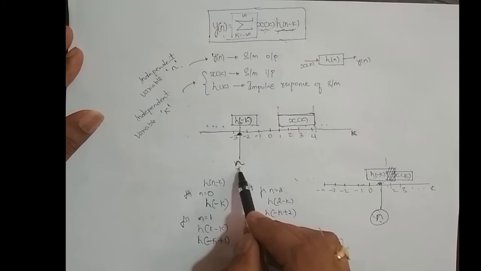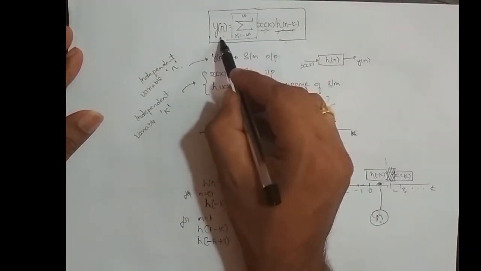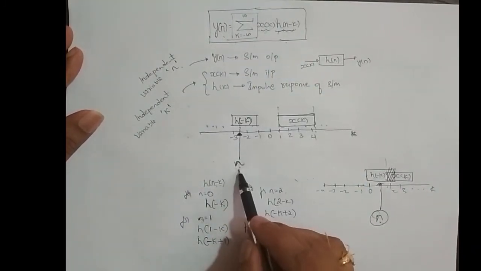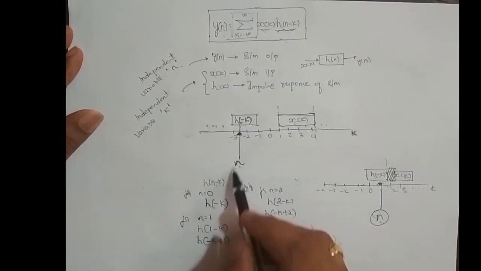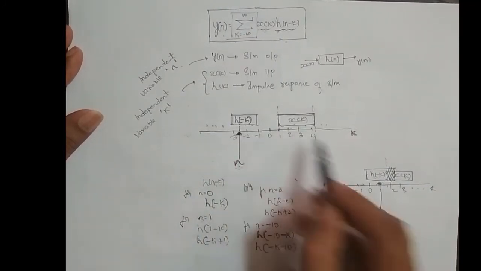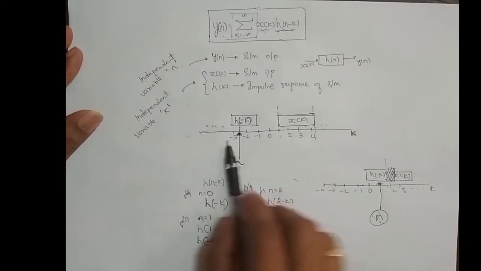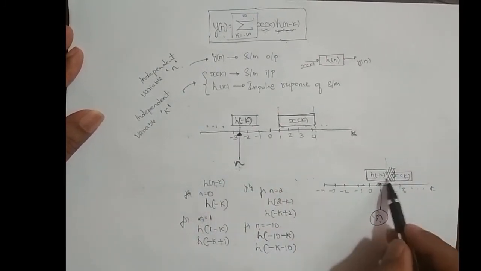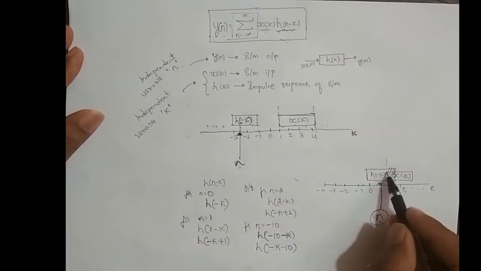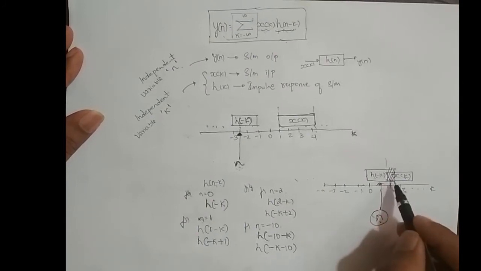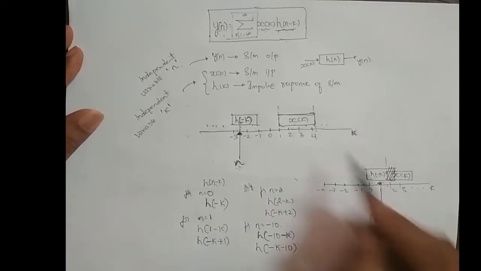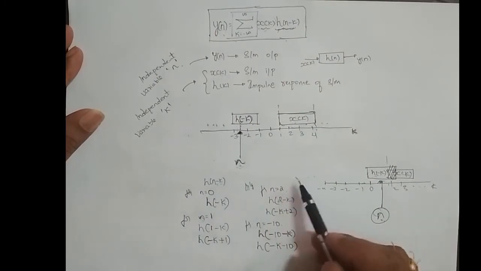Okay, and what is n? n is directly related to the output sequence y of n. Fine. And there are some values of n for which h of minus k and x of k, when you are moving it, these two sequences will overlap. Okay, and when these two sequences overlap, I need to take its sum of product, and that's the reason we have this k varying from minus infinity to plus infinity.